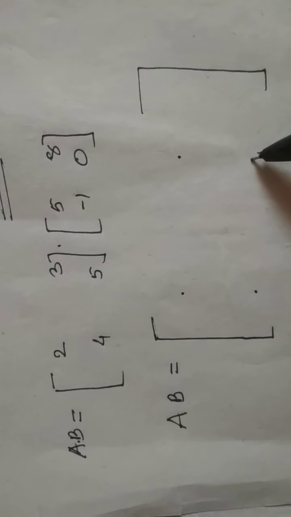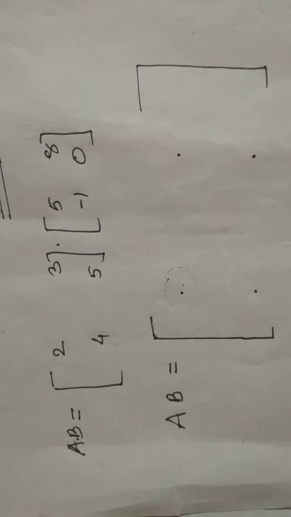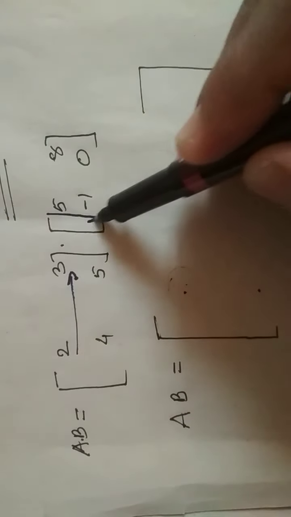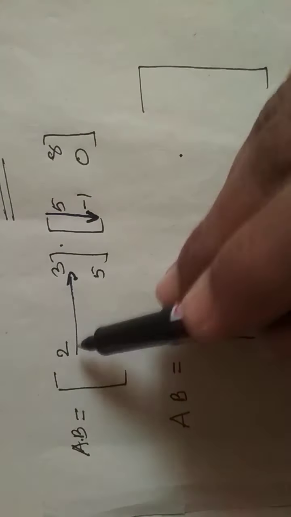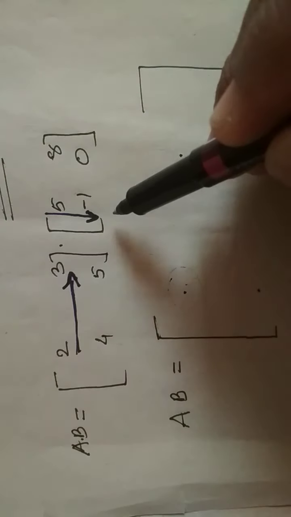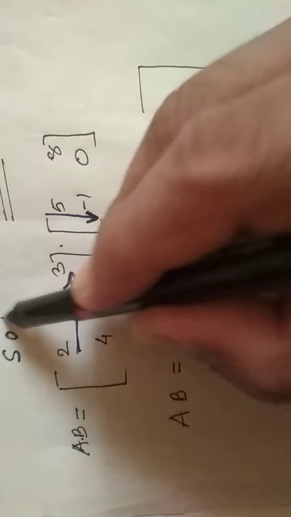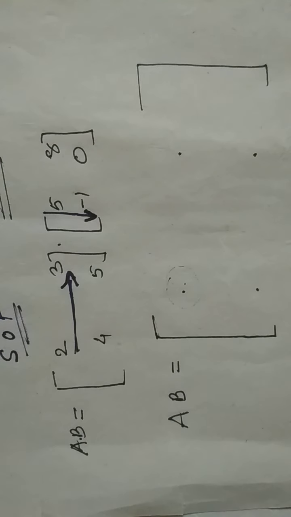That means first row first column element, first row second column element, second row first column element, and second row second column element. So in order to get the first row, first column element, we must multiply the first row with the first column. Then only we will get the first row, first column element. We need the SOP, that means the sum of products of each and every element. So let us start with this.